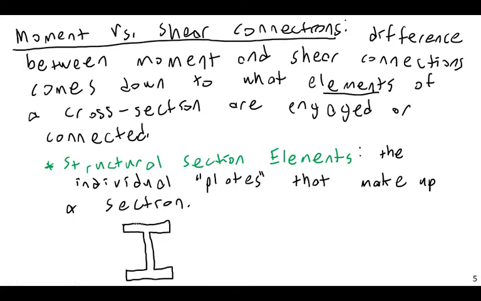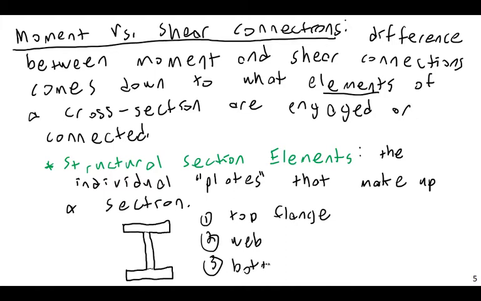So in reality, yes, it's a single continuous whole, but when we define elements, we're going to consider this here and this here. So effectively we have three elements, 1, 2, and 3. We have the top flange, the web, and the bottom flange. And each of these makes up what we consider individual elements.